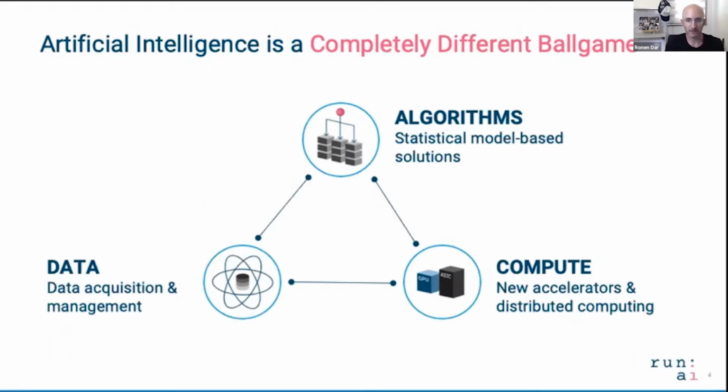Very importantly, in the new AI era, computing power becomes more important than ever. Hardware accelerators, like GPUs, and methods for distributed computing are essential for bringing massive computing power to the hands of data scientists and researchers responsible for innovation in AI.